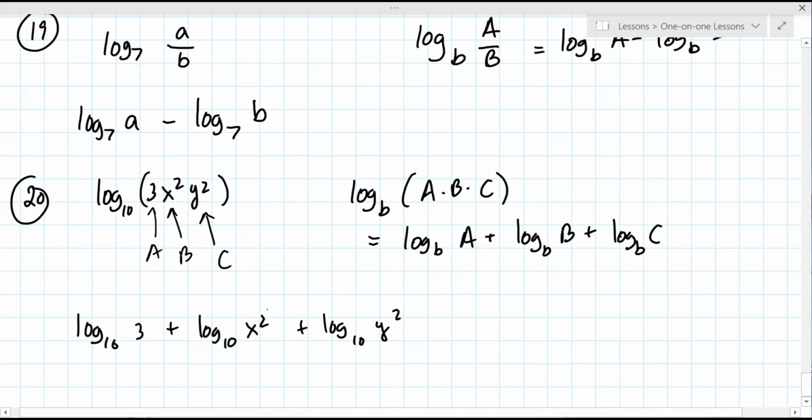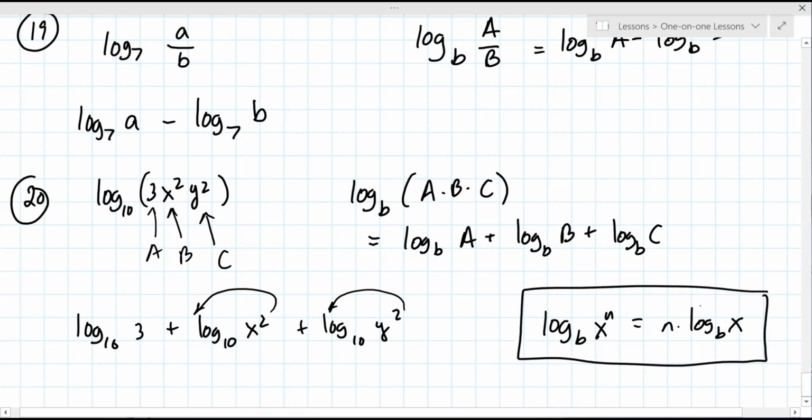A couple more things you have to do here. You have to move the 2 down and the 2 down, and that's using the property log base b of x to the n equals n times log base b of x. There's really only 3 of these, but they're sometimes used forwards and backwards depending on the problem that you're looking at. So it's log base 10 of 3 plus 2 log base 10 of x plus 2 log base 10 of y.